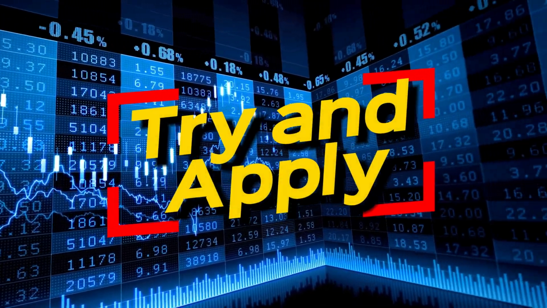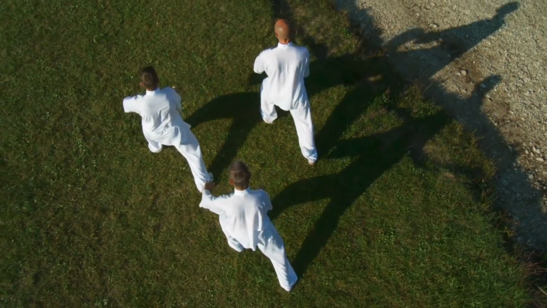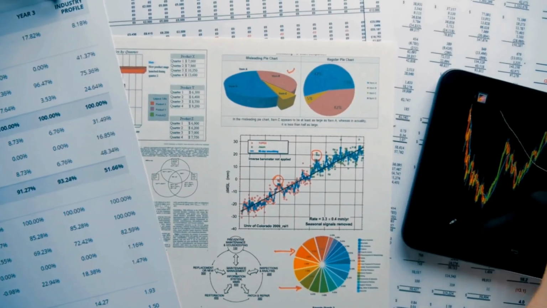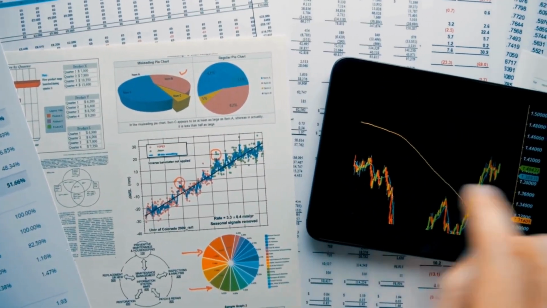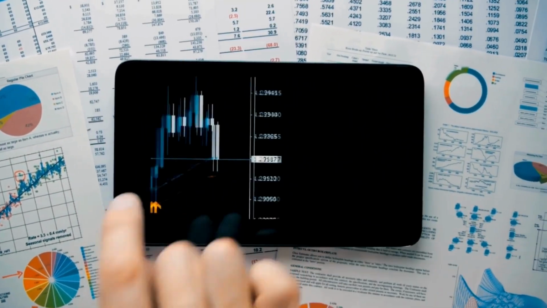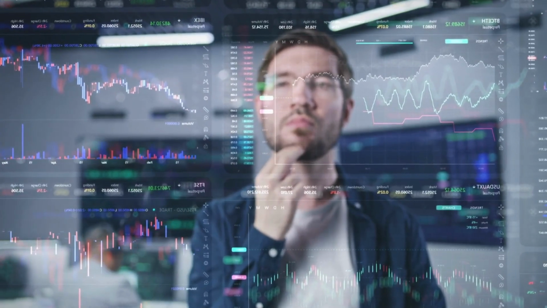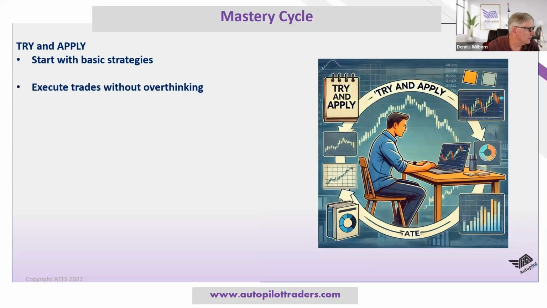So in the process of try and apply, it's just like the martial artist practices basic stances and strikes repetitively. A trader might start by strictly following a simple moving average, perhaps a crossover with the moving averages, and they follow that strategy without deviation. And then they observe without judgment about what's going on, and they record. So they're starting with the basics, executing trades without overthinking them, learning by doing.